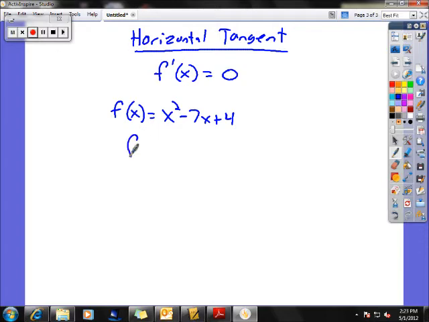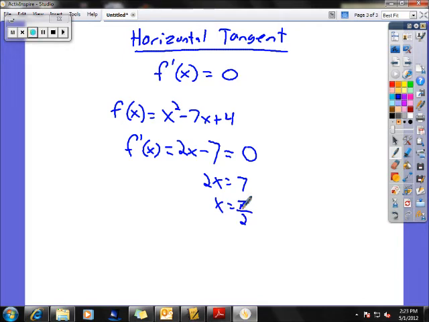So we do the derivative. F prime of x is 2x minus 7. We set that equal to 0, and we solve that for x. So 2x equals 7, x equals 7 halves. So at x equals 7 halves, that tells you where this function has a horizontal tangent.